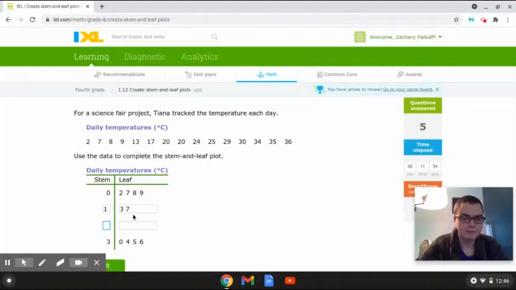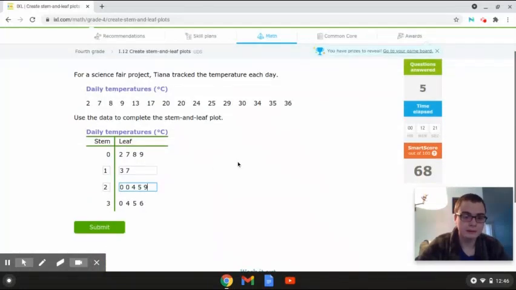And now we have to figure out the ones for the 20s. So the stem is going to be 2, and we're going to be looking at the numbers above here. So we're given the numbers 20, 20, 24, 25, and 29. So it's going to be 20, 20 again. This will be 0, 0. Then it'll be 4 for 24, 5 for 25, and 9 for 29. And the last one is done for us. So this is the completed stem and leaf plot for the daily temperatures in Celsius. And that is how to solve this problem.